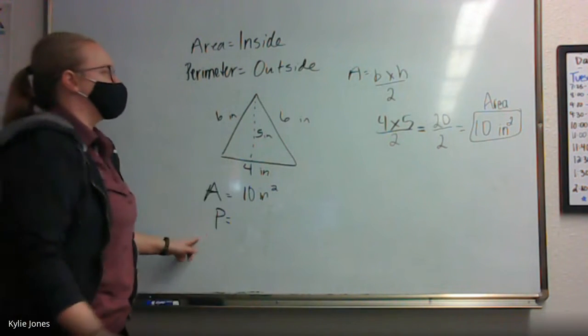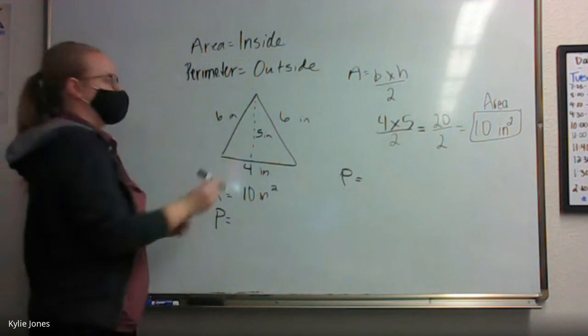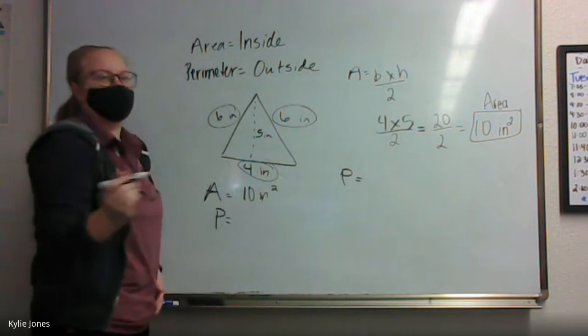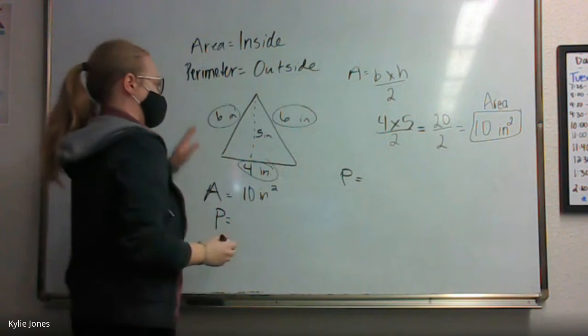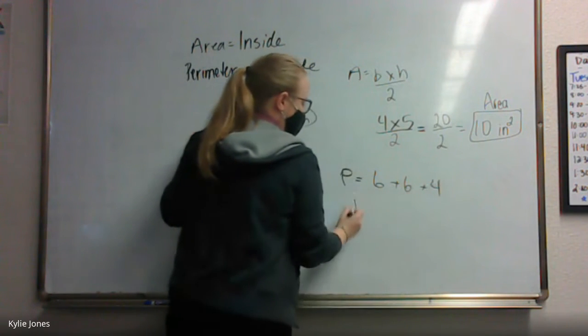How do I find the perimeter? What do I do to find the perimeter? Good, we need to take the sides and add them. So we've got 6 plus 6 plus 4. What is the perimeter?